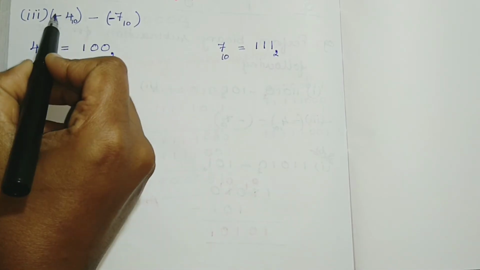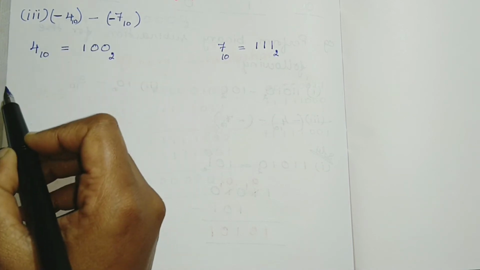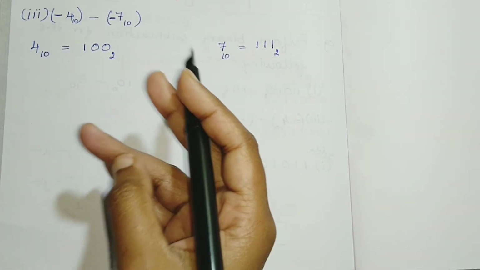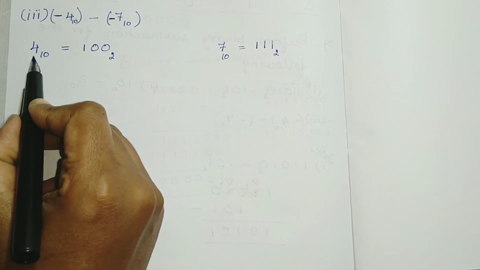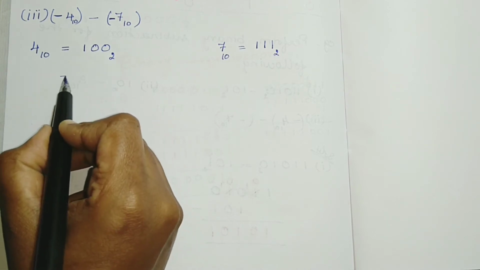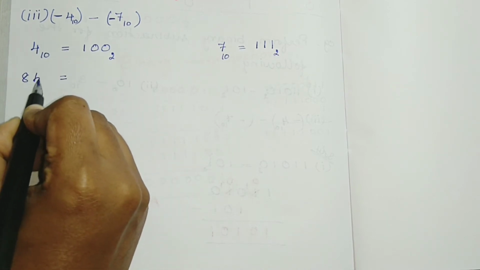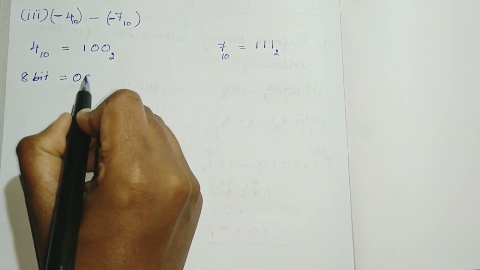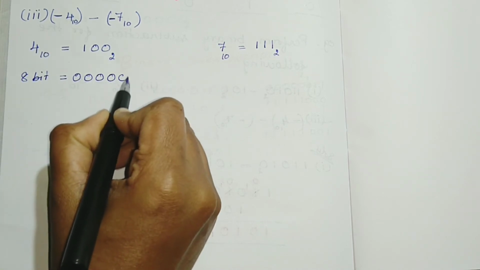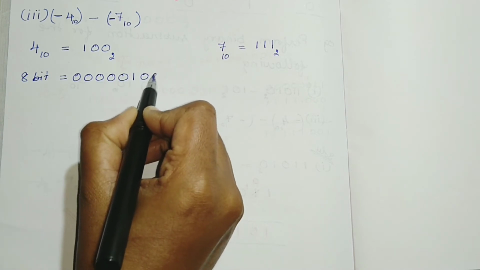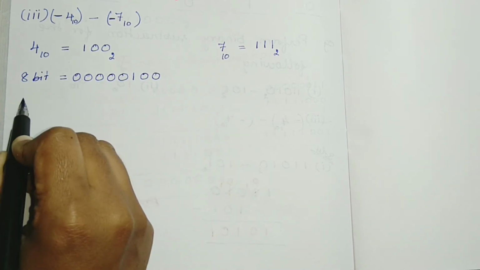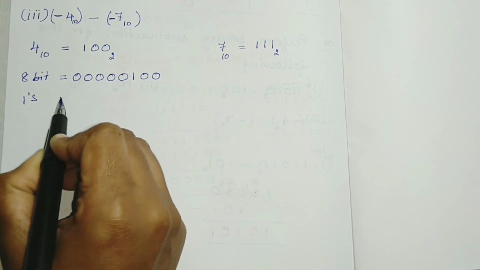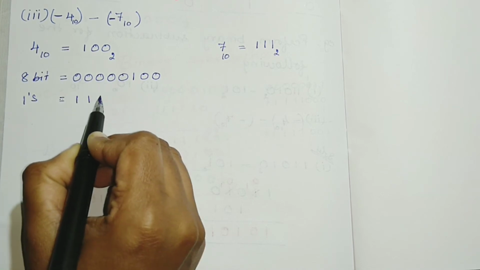So these are positive values. Now we want to find the negative value. For that, 1's complement and 2's complement you have to find. First step, you have to make this as 8-bit format. Here we do have 3 bits, so add 5 zeros in front and then write 100. And the second step is 1's complement. Take inverse of all the bits.